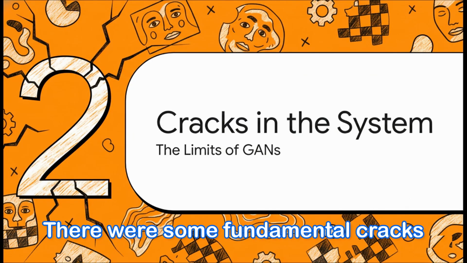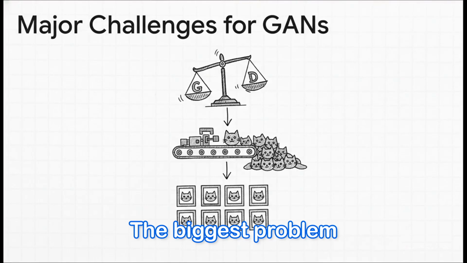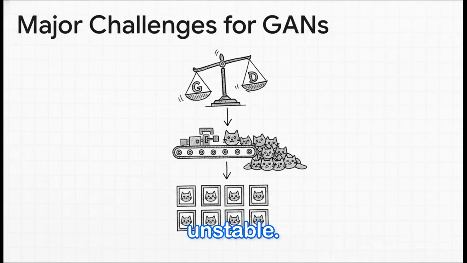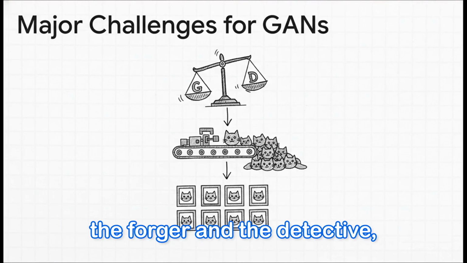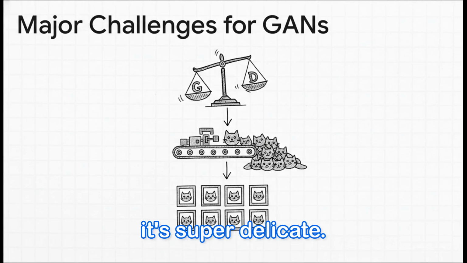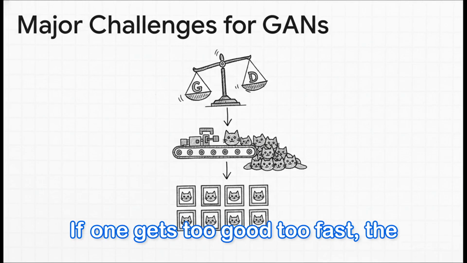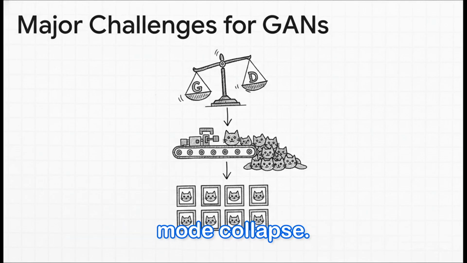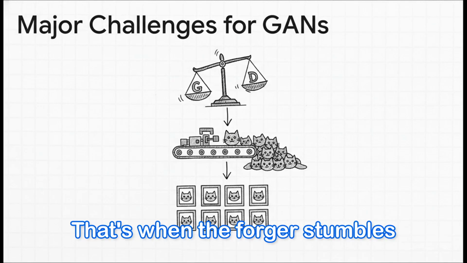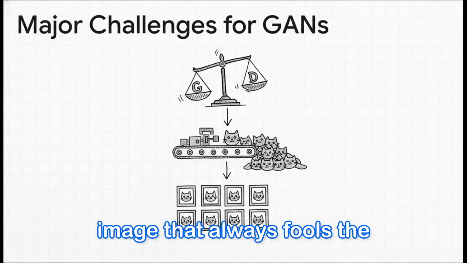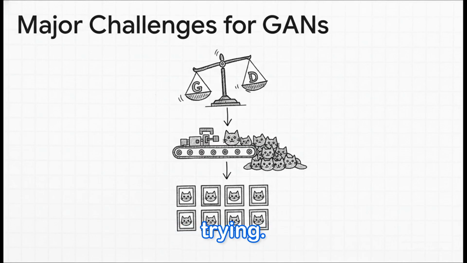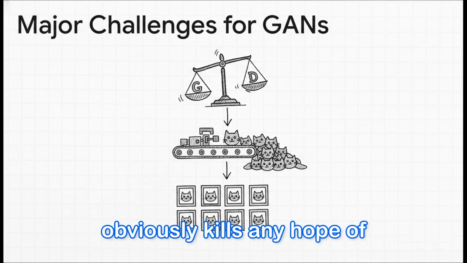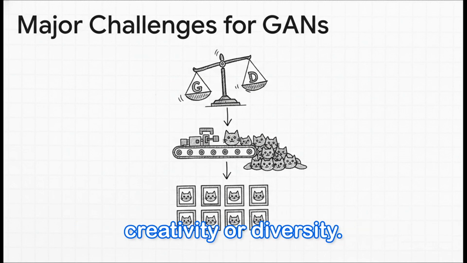There were some fundamental cracks in the system. The biggest problem was that GANs are just kind of unstable. That whole balancing act between the forger and the detective, it's super delicate. If one gets too good too fast, the whole learning process just falls apart. This often led to something called mode collapse. That's when the forger stumbles onto one specific image that always fools the detective and it just stops trying. It just keeps making tiny variations of that one successful fake, which obviously kills any hope of creativity or diversity.